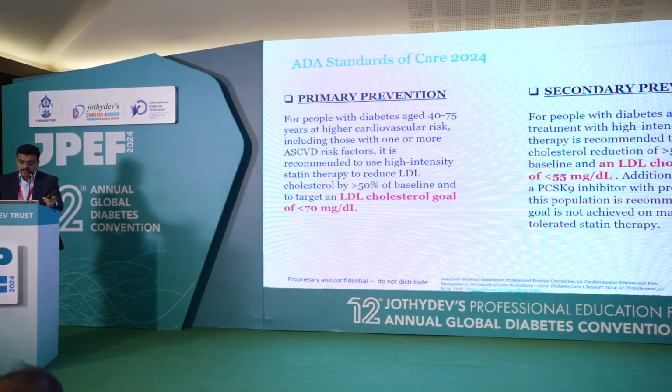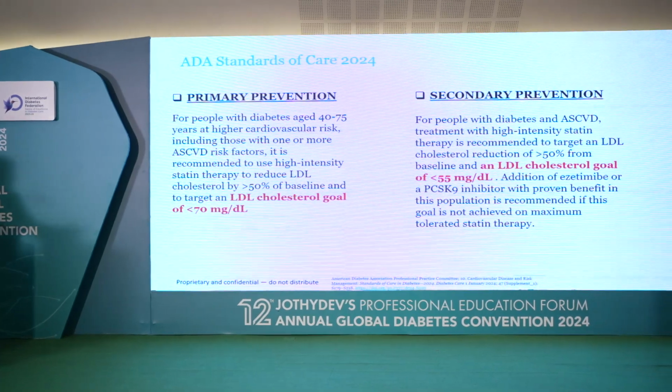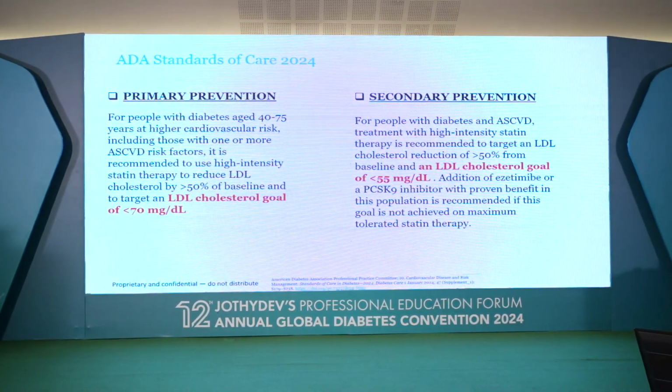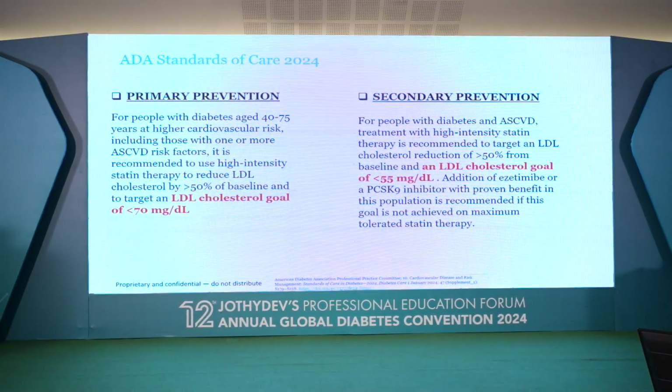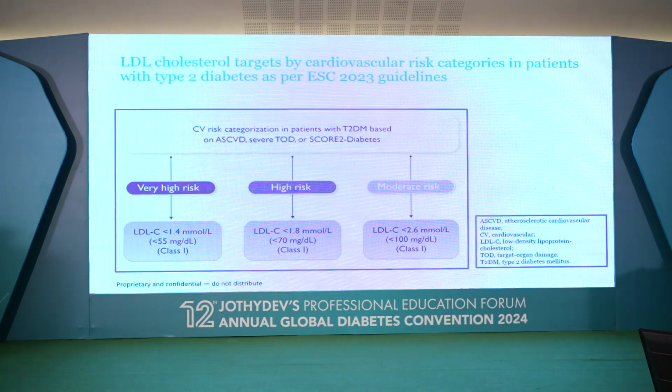For the secondary prevention aspect, in a patient with diabetes and ASCVD, treatment with high intensity statin is recommended to reduce LDL by more than 50% from baseline, with an LDL cholesterol goal of less than 55. And addition of ezetimibe or PCSK9 inhibitors may be considered if the patient is not tolerating the highest dose of statins, or if the patient doesn't reach that target despite being on maximum statin.